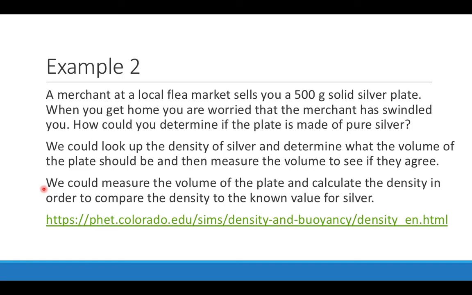The issue that we run into is measuring the volume of something that has an irregular shape. So this silver plate, maybe it's kind of ornate and it has handles and it has something else on it. So it's not like a cube where you can just say, oh, I can measure the length times width times height and I can calculate the volume.